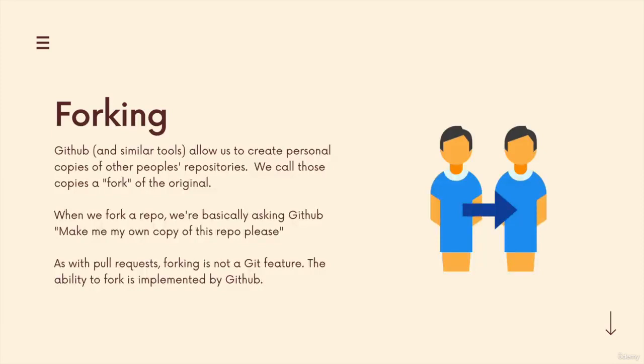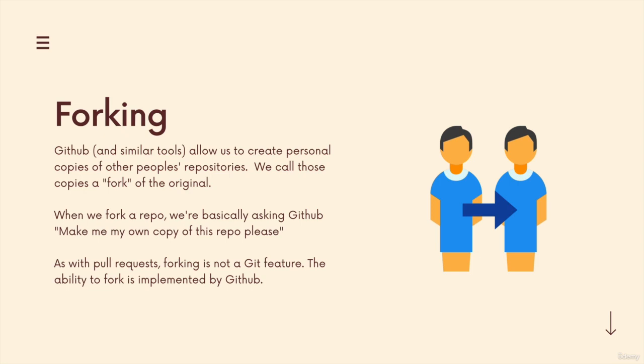Forking is a feature that is not part of Git itself, just like a PR is not part of Git. It is a feature of GitHub and other similar hosting services for Git repos. When we fork a repository, it creates a personal copy of somebody else's repository on our GitHub account. So we would call the new copy a fork of the original repository.